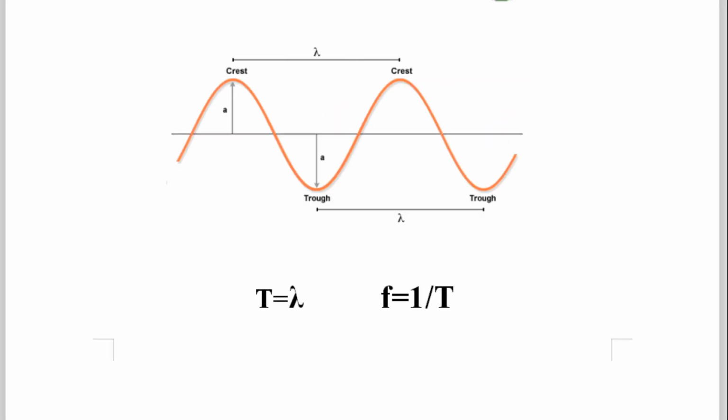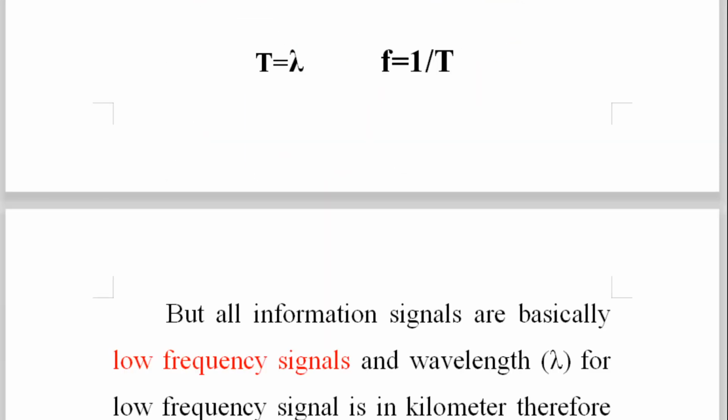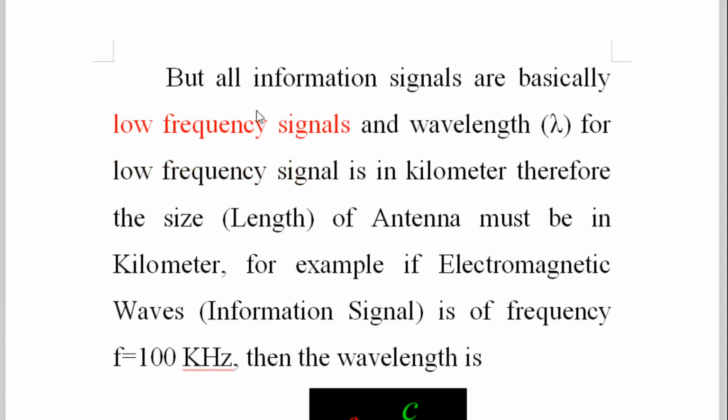Now we'll proceed to understand the size of an antenna for a particular information signal or electromagnetic wave by taking one example. Now here see, all information signals are basically low frequency signals. Information signal is what? A low frequency signal, and the wavelength lambda for a low frequency signal is in kilometers. Therefore, the size, that is the length of the antenna, must be in kilometers.